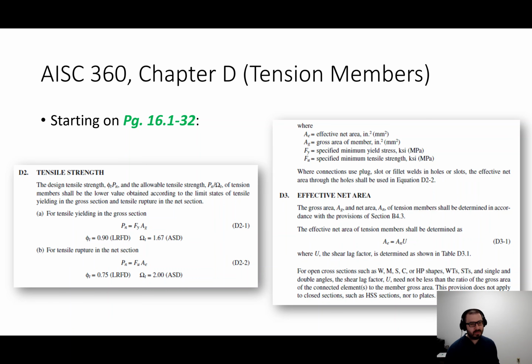Now, for tensile rupture, we have the ultimate tensile stress F sub U times A sub E. And what is A sub E? Well, A sub E is the net area adjusted by a shear lag factor. So what does all that mean?